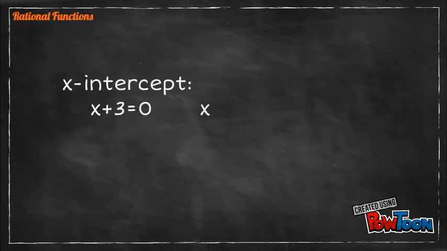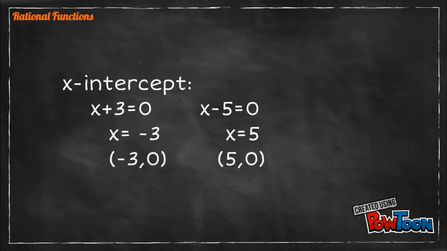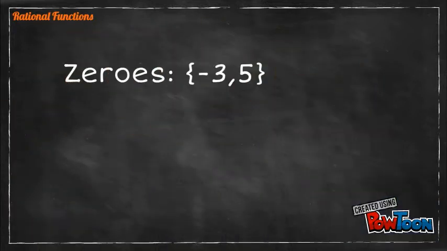In getting the x-intercepts, we have to set the numerator to 0, where x plus 3 is equal to 0 and x is equal to negative 3, giving us negative 3, 0. On the other hand, x minus 5 is equal to 0, where x is equal to 5, giving us 5, 0. The zeros of the rational function are negative 3 and 5.